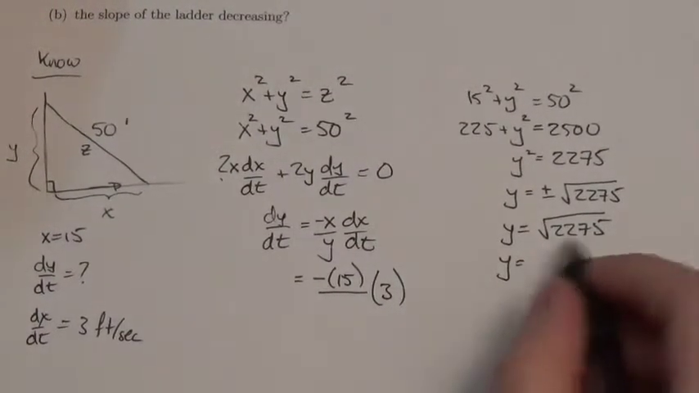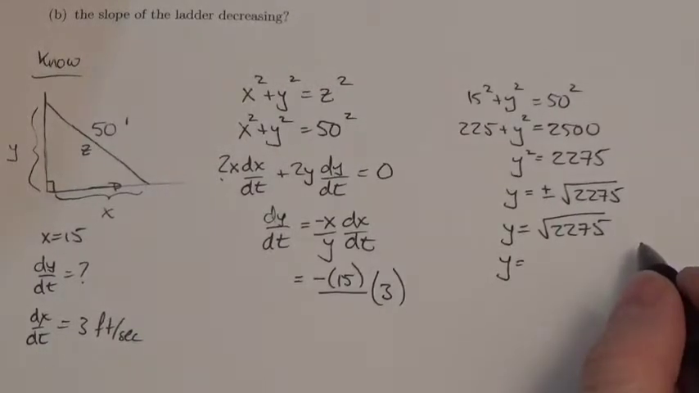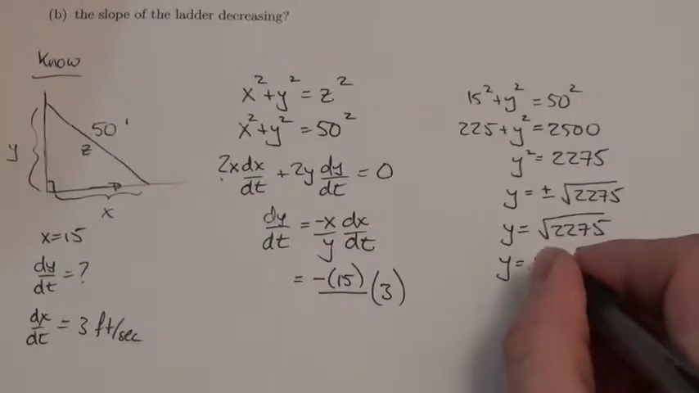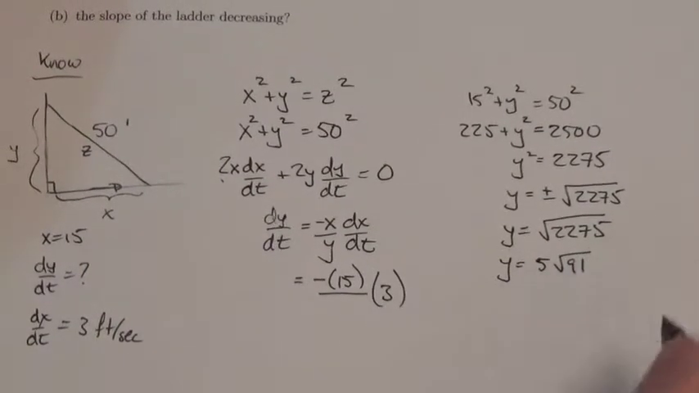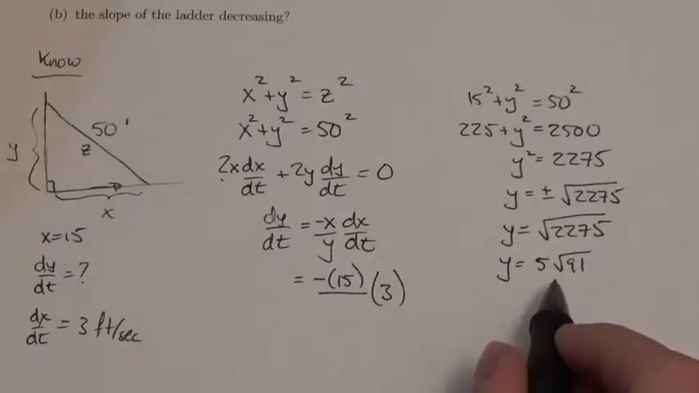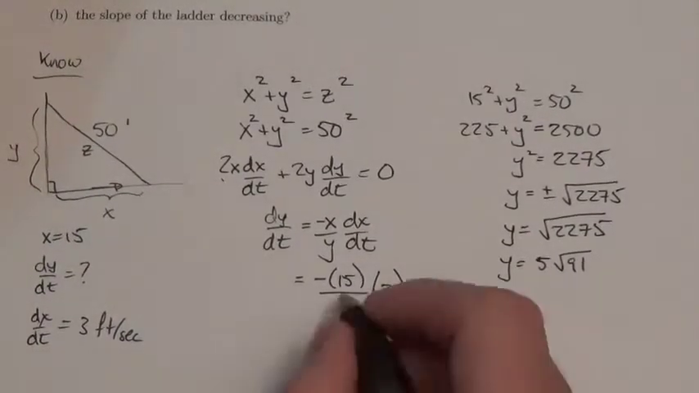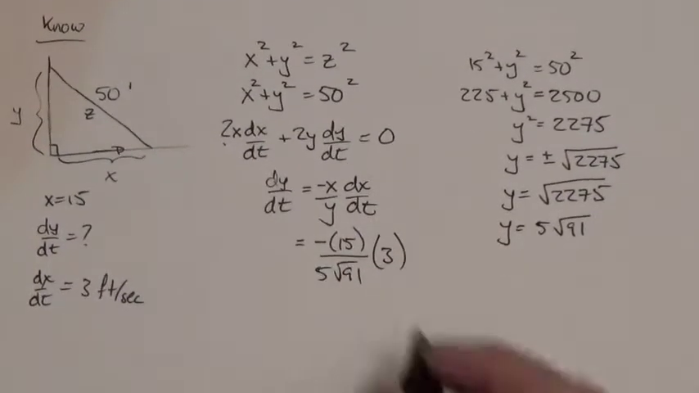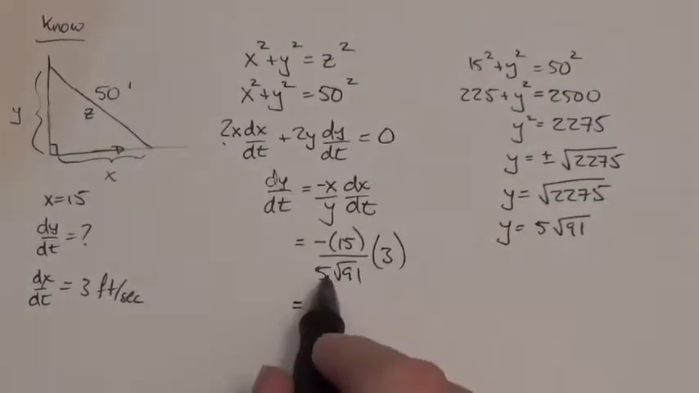Now, I'm going to try to simplify that a little bit, but I think the only thing I can do here is yank out a repeated factor of 5, and I think that leaves me with 5 root 91. Which isn't a particularly great number, but anyway. So I'll plug that in over here. This becomes 5 root 91. And what do we got here?